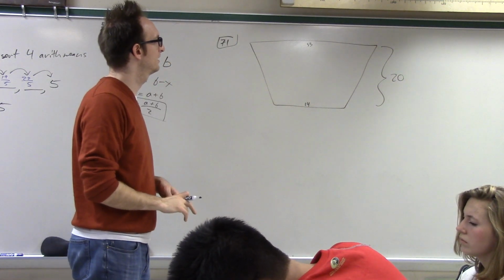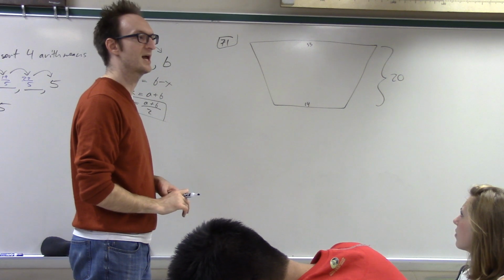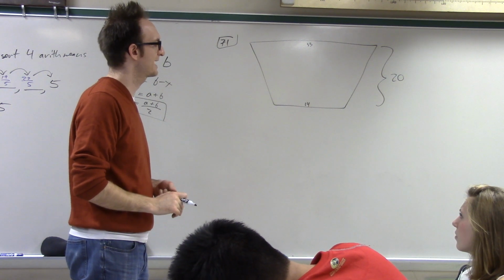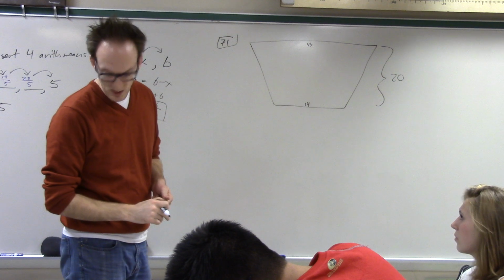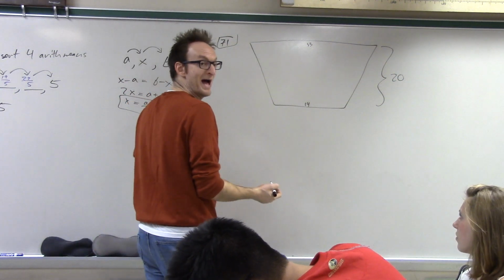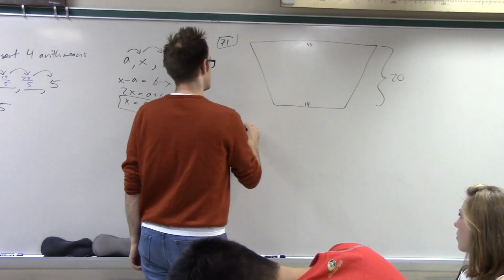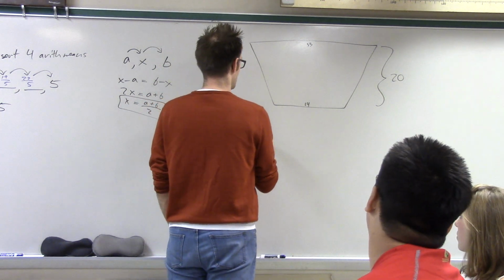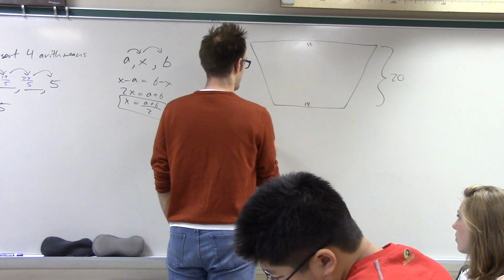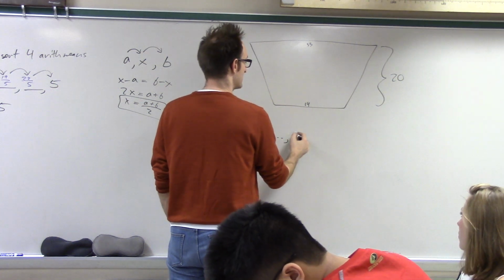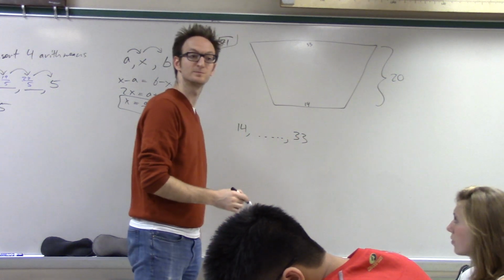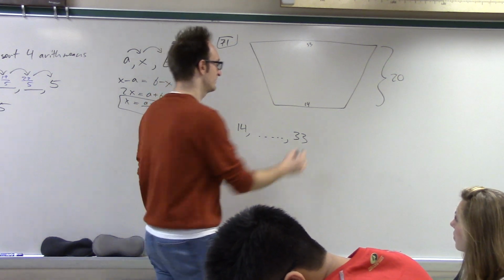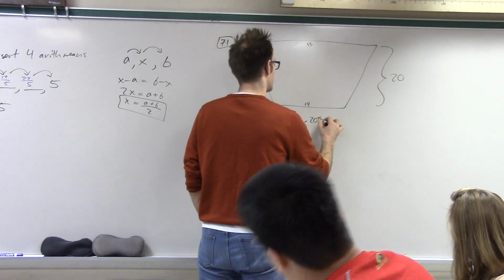Okay, well, how should we do this? I guess there's a bunch of ways. Essentially what we have here is an arithmetic sequence in which the first number is 14, and by the time we get to the 20th term, we're at 33. So this is the 20th term.